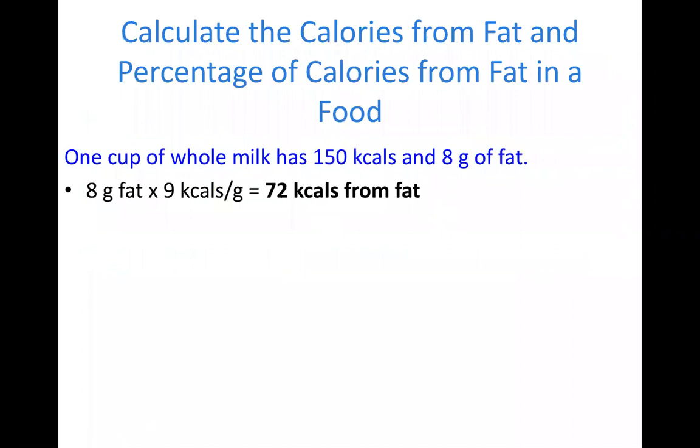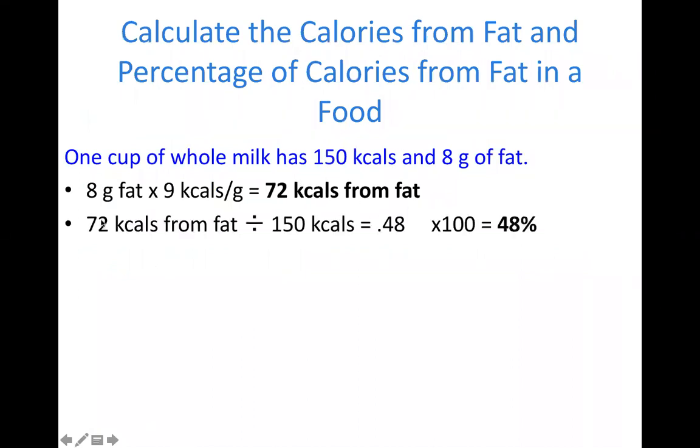What percentage of the calories in a particular food come from fat? So if a cup of whole milk has 150 calories and 8 grams of fat, how many calories come from fat and what percent? So we know in each gram of fat, there's 9 calories. So we multiply 8 grams of fat by 9 calories. We get 72 calories total. Then we can take that 72 calories from fat and divide it by 150 calories in the milk. We get 0.48. To convert this to a percentage, we multiply by 100 and we get 48%.